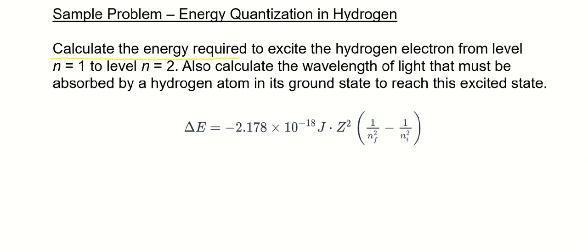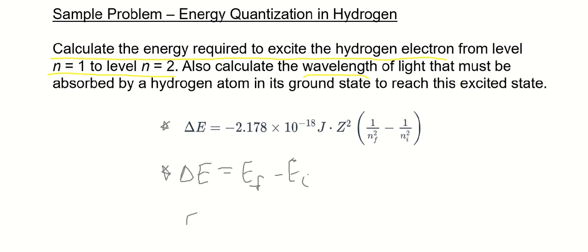Calculate the energy required to excite the hydrogen electron from n equals 1 to n equals 2. Once we have that energy, we can calculate its wavelength. All right, so we are given this formula on your formula sheet. It's the same thing as saying delta E is equal to the energy of the electron in its final position minus the energy of the electron in its initial position, because delta E is the change in energy of this electron transition.